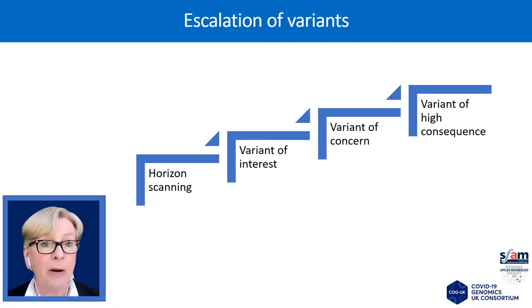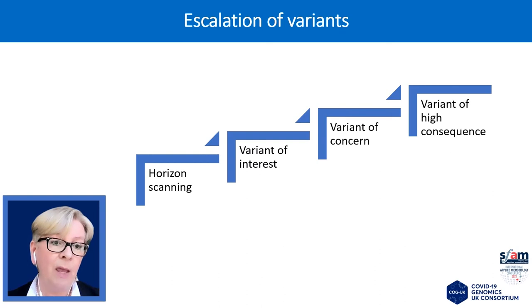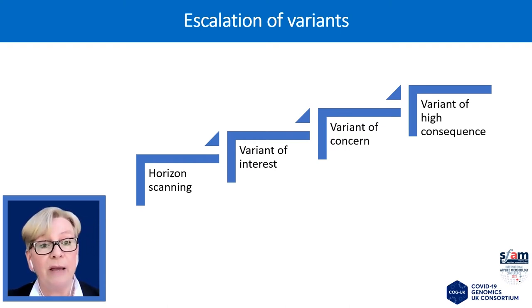So what about the terminology and the escalation of variants? Well, we're looking out for variants all the time, and that is somewhat like looking for a needle in a haystack, because going back to what I said earlier, mutations and variants are arising all the time. But horizon scanning occurs every day to look for variants of interest. Now, they may be variants that have mutations that we have seen before associated with particular biological characteristics, such as increased transmissibility or immune escape. Variants of interest are those where there's genetic evidence that the variant may be of interest in terms of its biology, but there isn't the science to back that up. There isn't the definite proof of cause and effect.